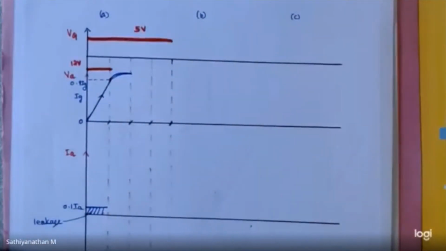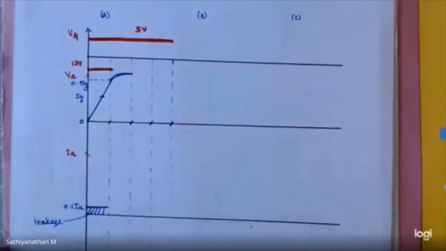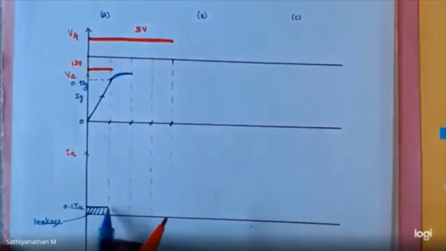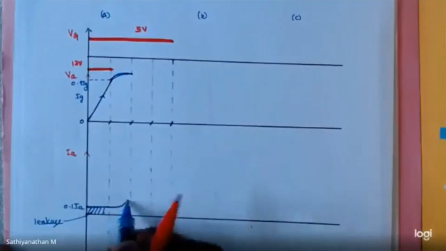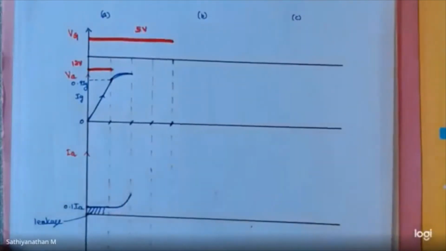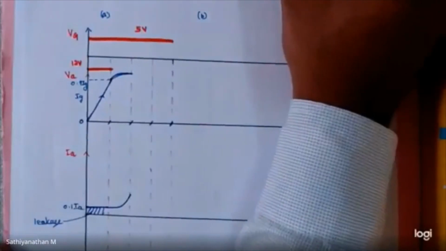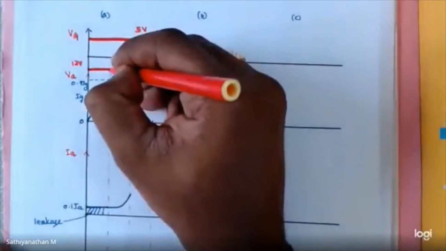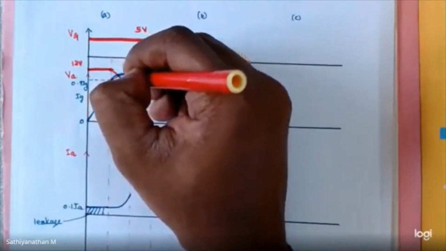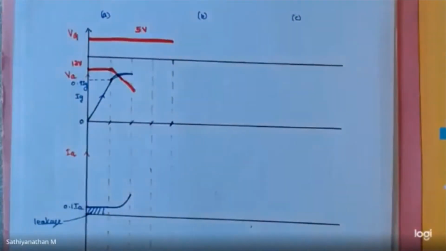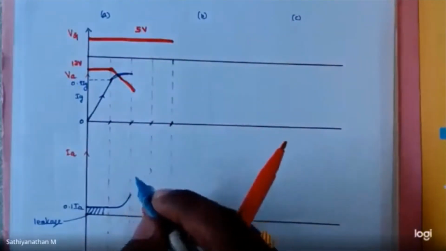Leakage current. So it is 0.1%, and after this time period, this current starts to increase. If the forward direction current, anode current starts increasing, then your anode voltage starts to decrease. Okay, so like this, the transition will occur.